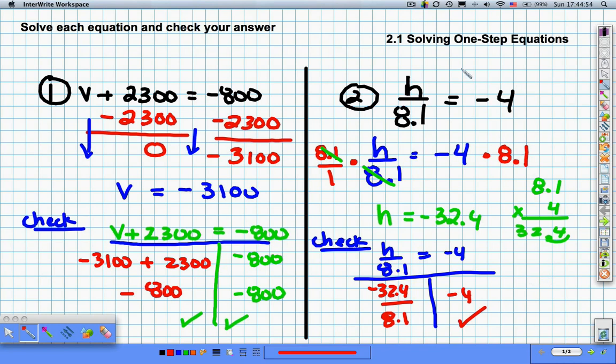So we have the reciprocal over here that we used, and over here we added the inverse.